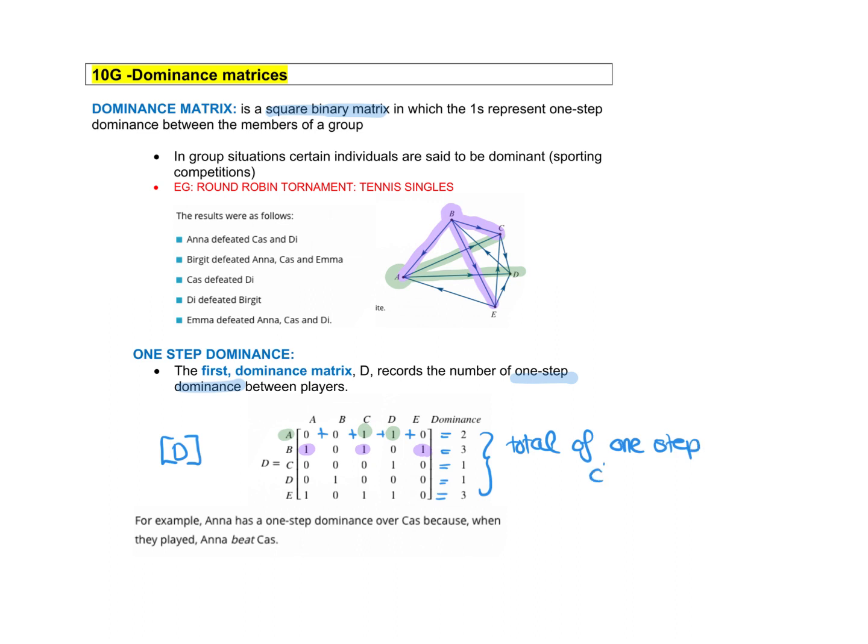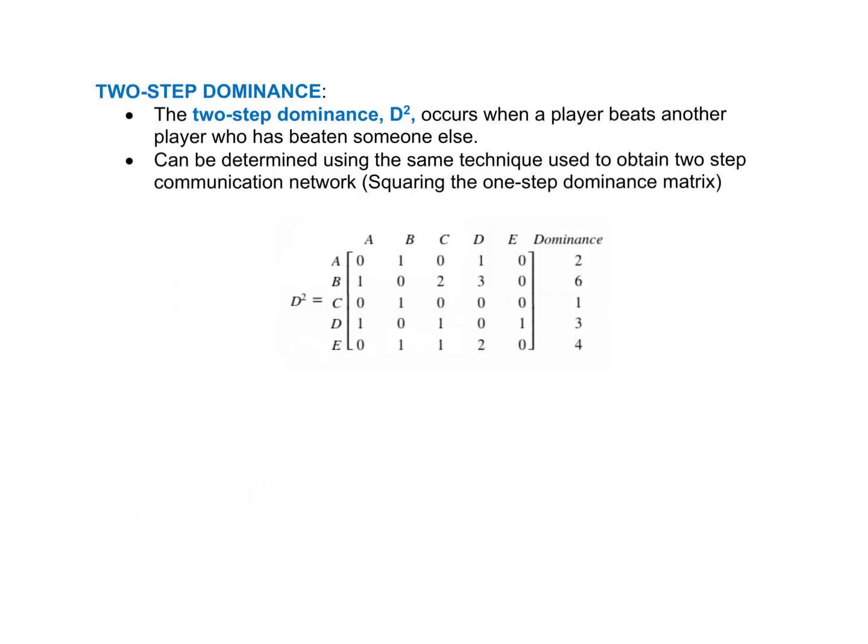Generally, when we're talking about a tournament, whoever's had the most wins, we generally give the winner of the tournament. But if you look here, we've got B and E both on 3 wins. So we're going to look at 2-step dominance to see who the actual winner is. The way we get 2-step dominance is we just square that D matrix, similar to communication. So you just square it. That matrix before has been squared.